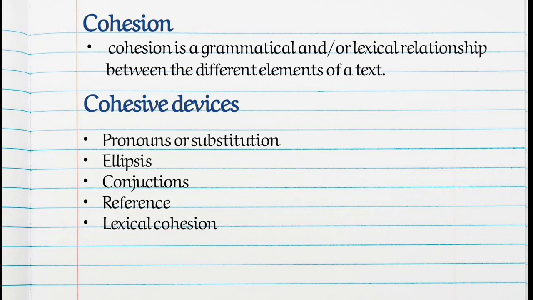And then the fifth one is lexical cohesion. When we say lexical cohesion, it is established through vocabulary. Now, while reference, ellipsis, and conjunction tend to link clauses which are near each other in the text, lexical cohesion tends to link much larger parts of the text. So that is lexical cohesion.